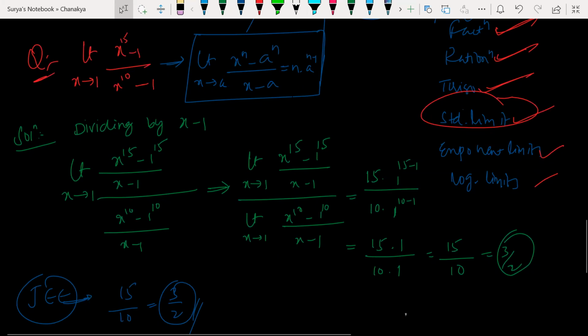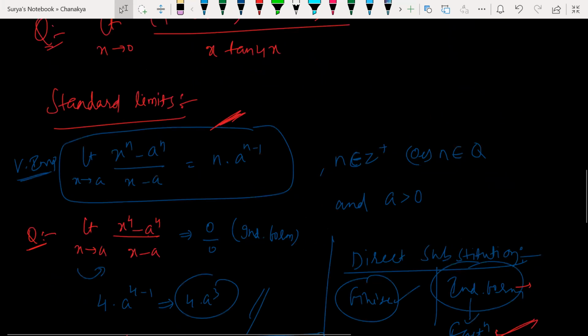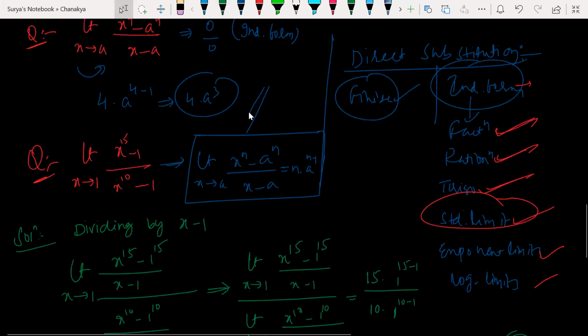Guys, did you understand this question? Look at this here. What was the formula here? n into a to the power of, not x to the power of. Look at this here. The formula is n into a to the power of n minus 1. So that is what I applied here. n into a to the power of n minus 1.